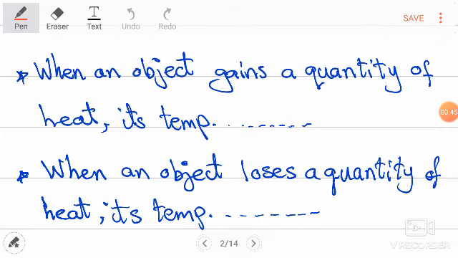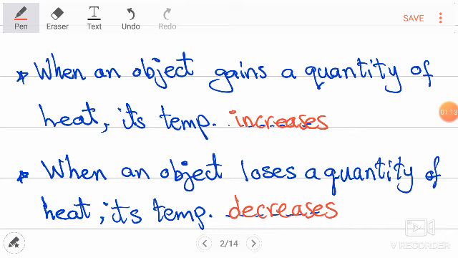We mentioned before that when an object gains a quantity of heat, its temperature will increase. While when an object loses a quantity of heat, its temperature decreases. So the change in temperature depends on the amount of heat gained or lost.